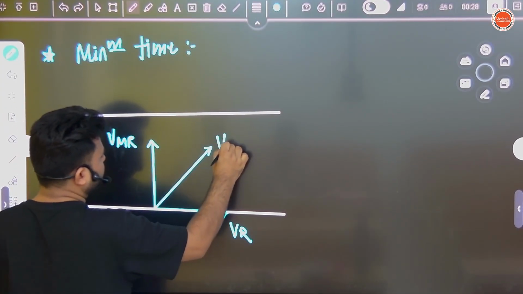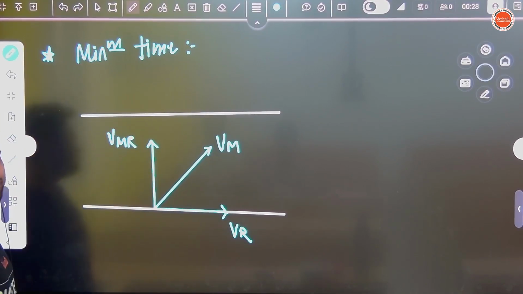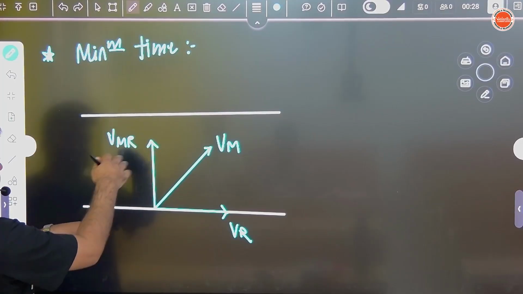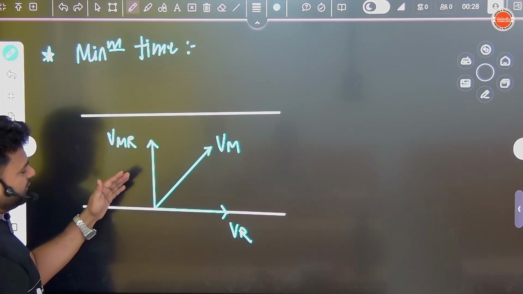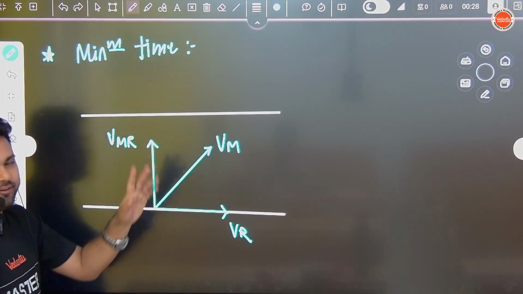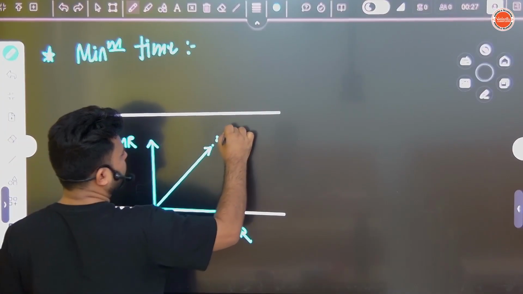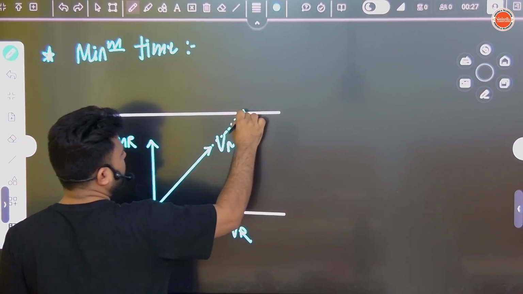So this is the velocity of man, the actual velocity of man. Correct? So the man has to try swimming here, but due to the flow of the river, the man will move this way. So this is the velocity of man, and finally the man will reach this point.